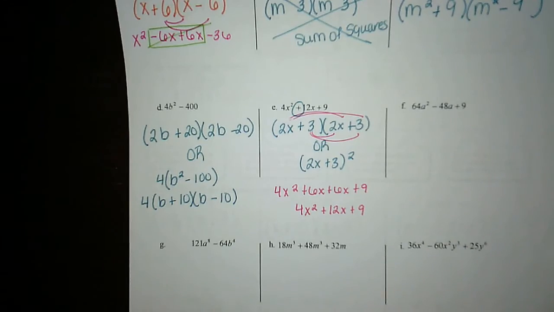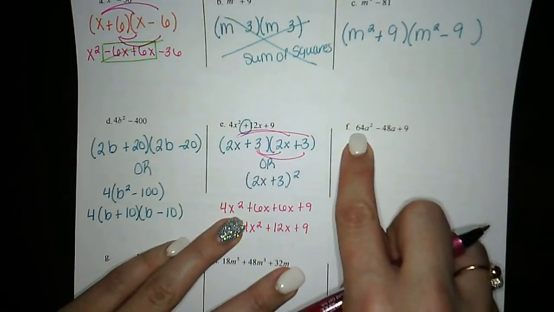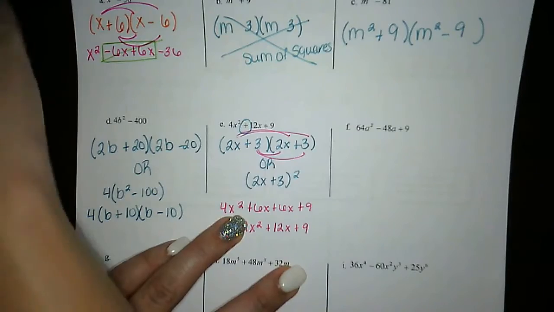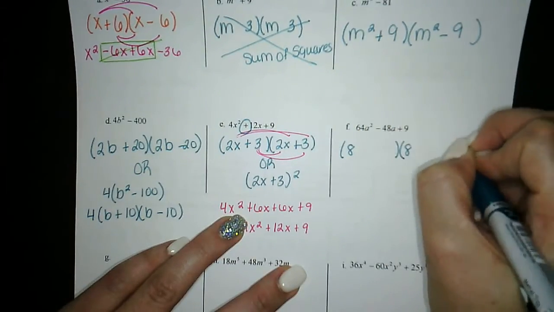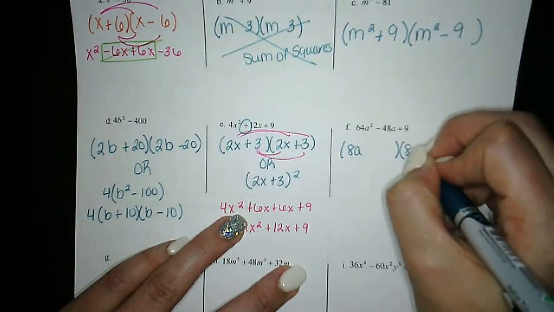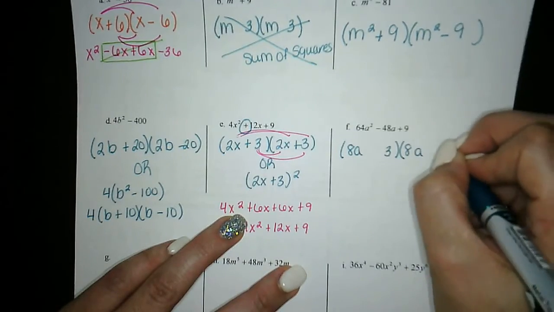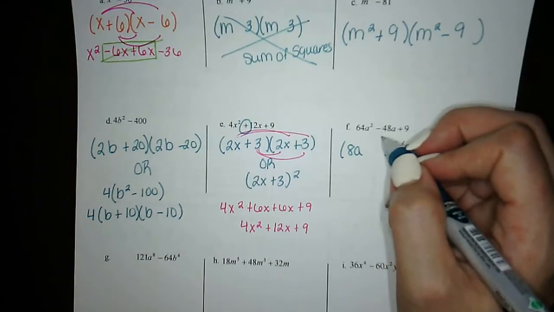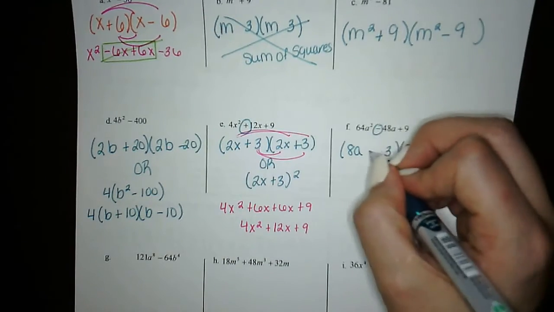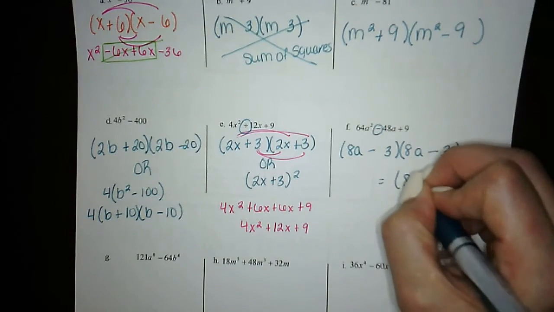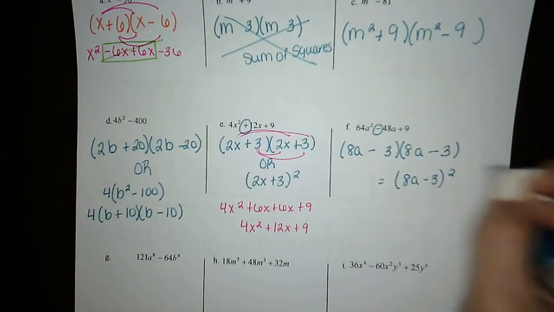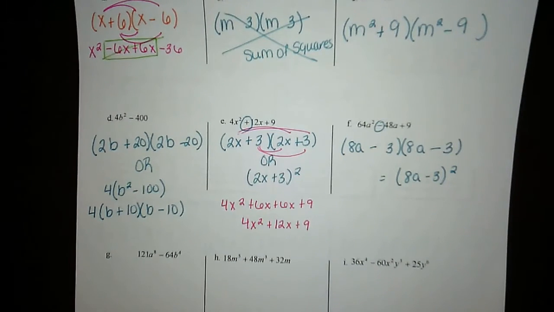Let's do one more. Square root of 64 is 8. Square root of a squared is a. Square root of 9 is 3. And they're both going to be negative. You always go back and check your work. But this is how you do perfect square trinomials.